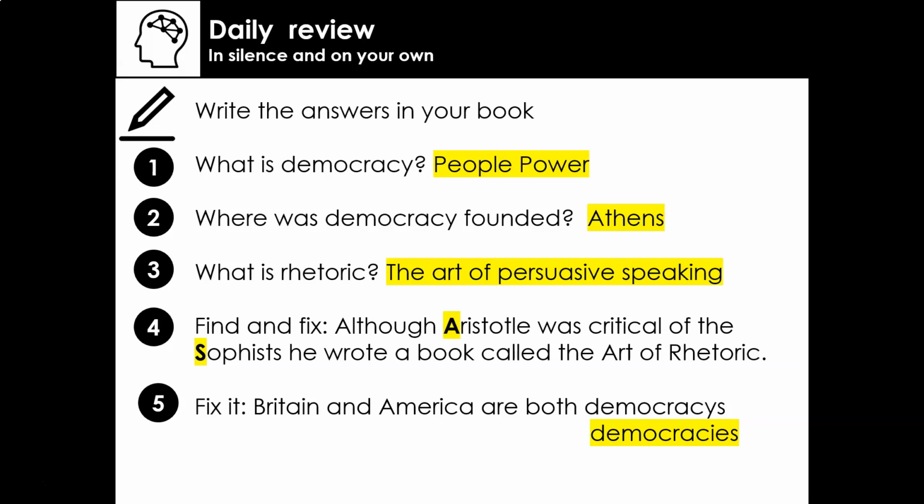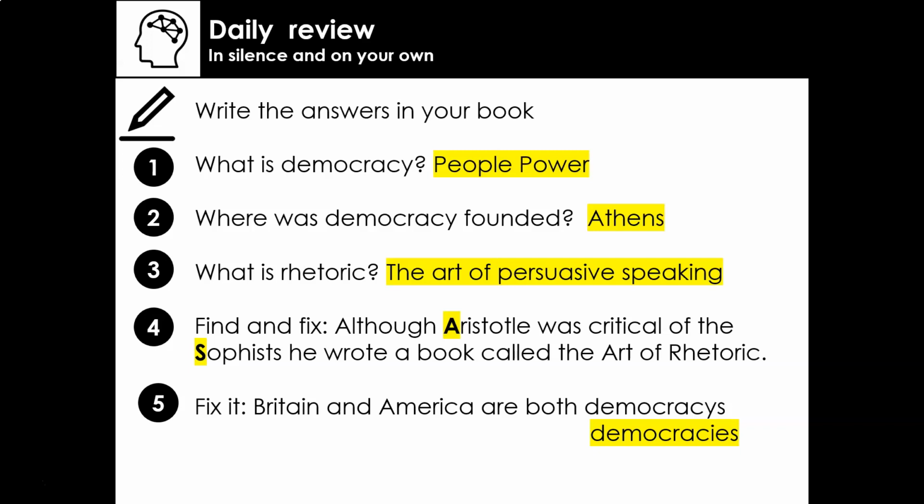Okay, check your answers for 1 and 2. Give yourself a tick if you got them right, or fix up if you need to. Number 3 asks, what is rhetoric? We learned yesterday that rhetoric was the art of persuasive speaking. So when we give a speech and we use techniques in order to persuade our audience that our point of view is right, that means we are using rhetoric.